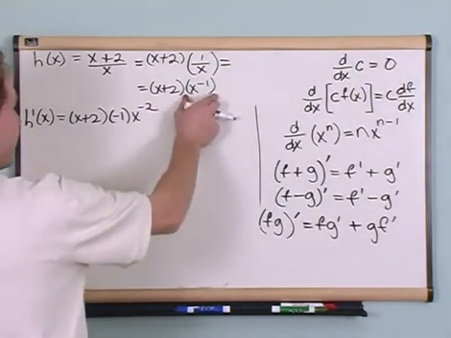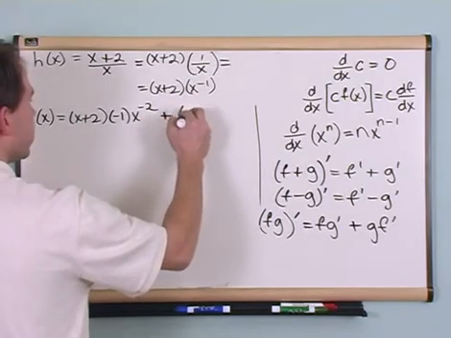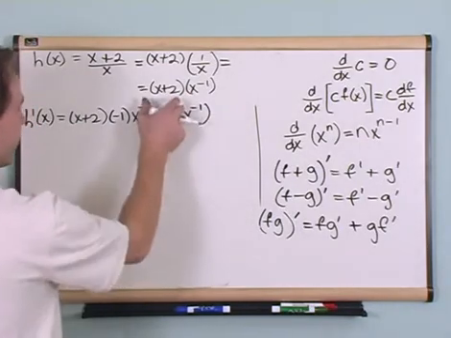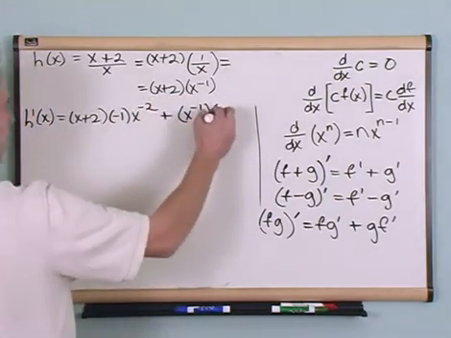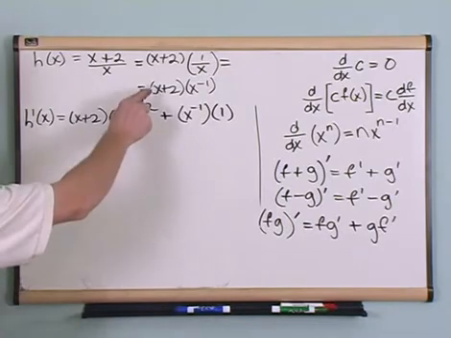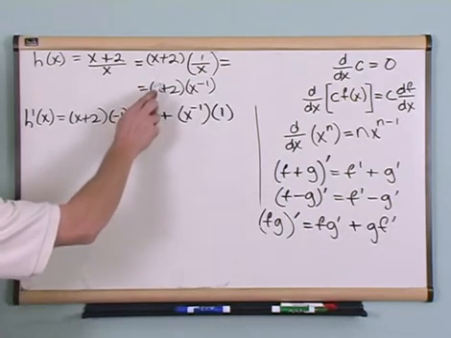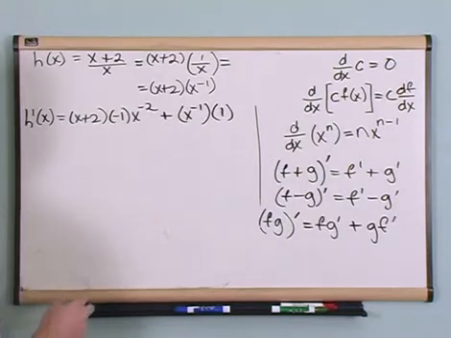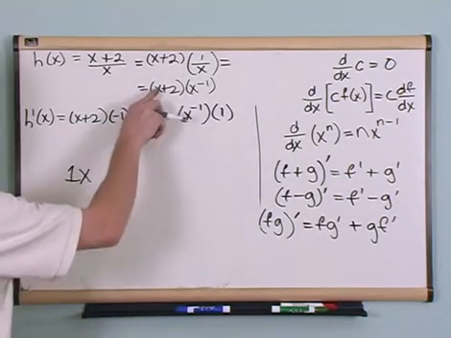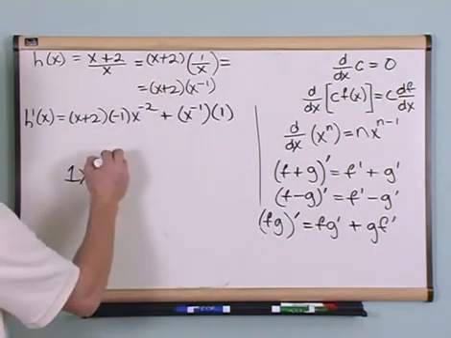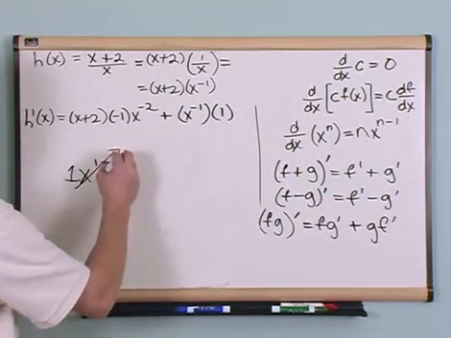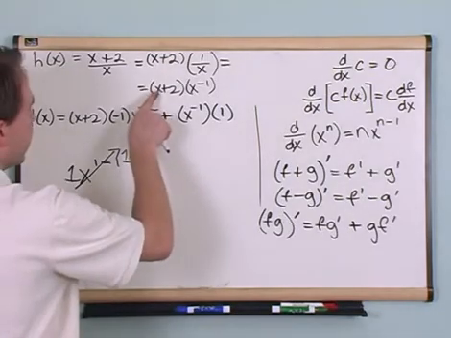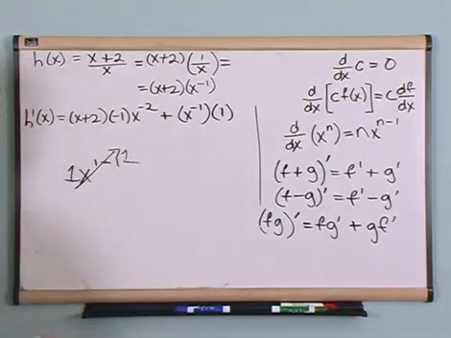First times the derivative of the second plus the second, x to the minus 1, times the derivative of the first. Now the derivative of the first here is just going to be 1, because the derivative of x to the first power, the 1 comes out, and that's what I have here. But then I'll have x raised to the 1 minus 1 power, which is x to the 0, which again goes to 1. So the derivative of x is just 1.